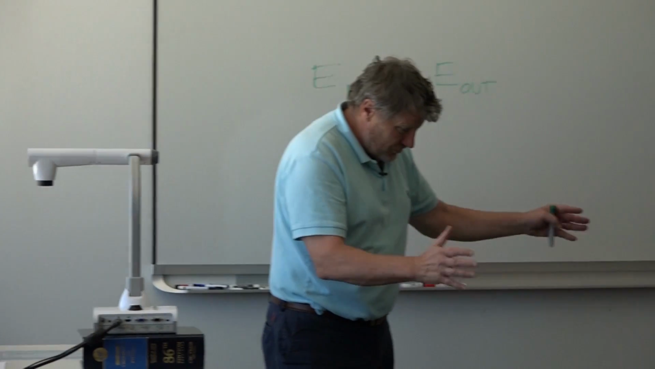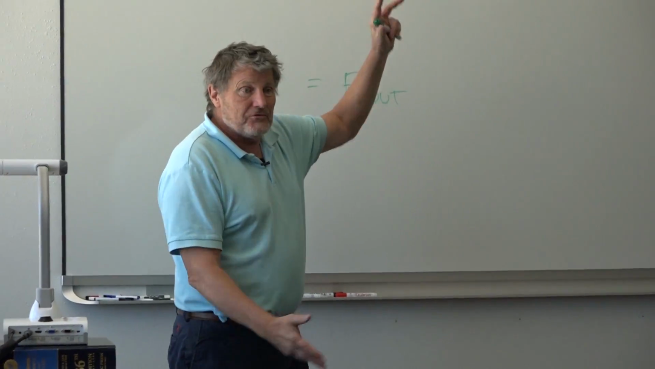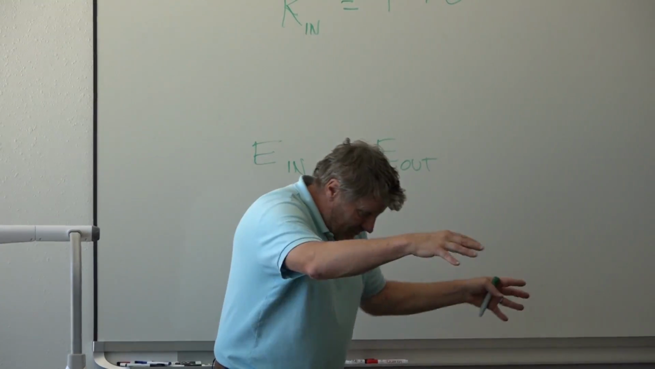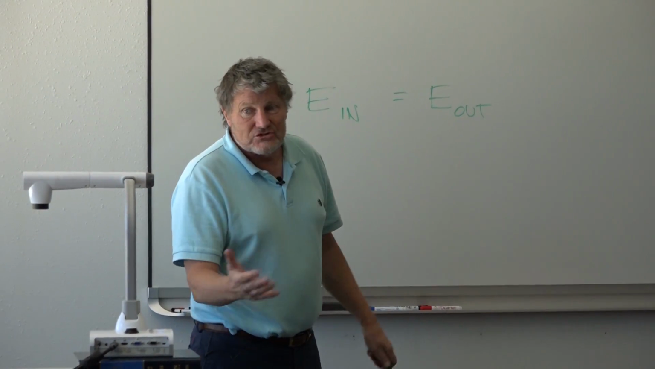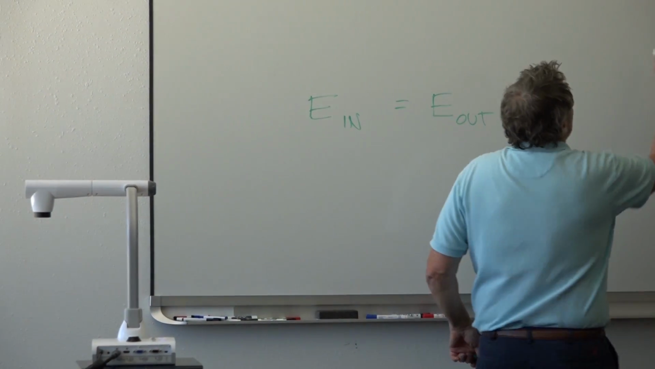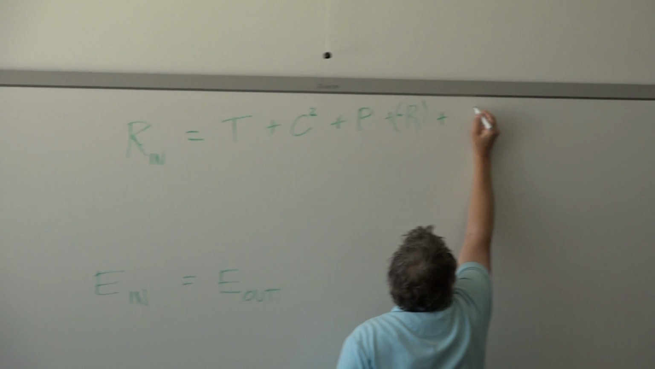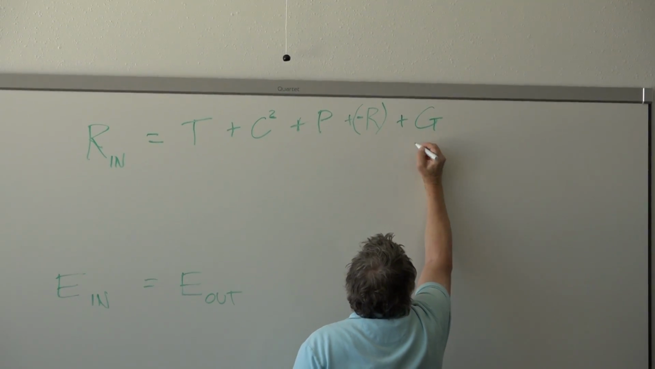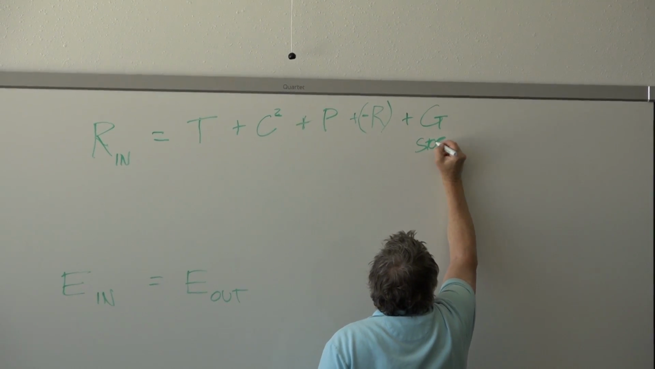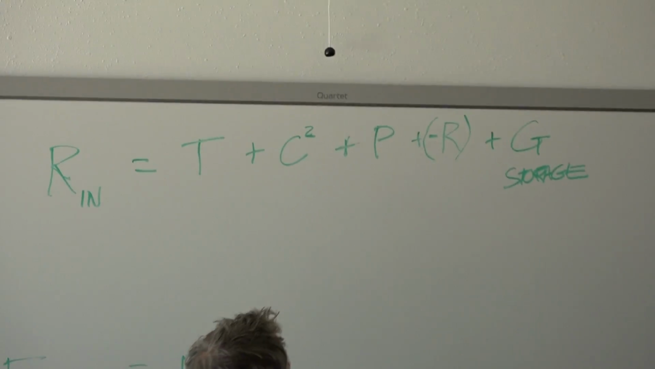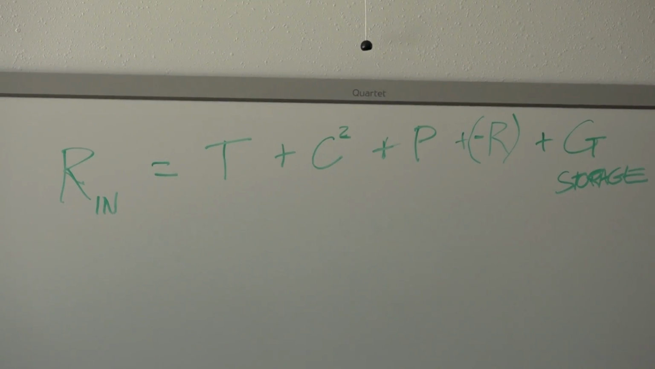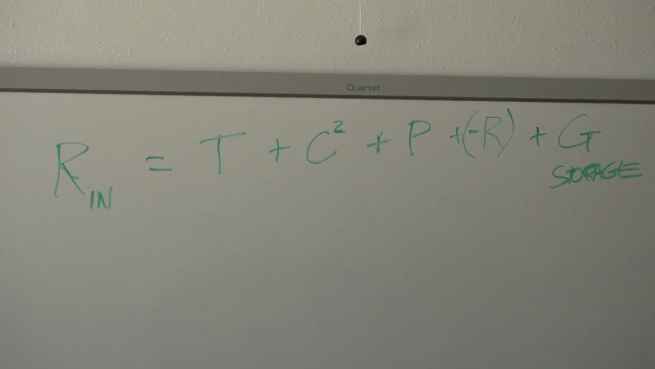Then we bring that back into the room, and it's cooling down, and we've got all our instruments around this thing, and the energy doesn't balance. It's cooling off because it doesn't balance. So we have to have another term over here, and that's usually called G, and that's storage. Now, storage is easy. That's either heating up or cooling off.